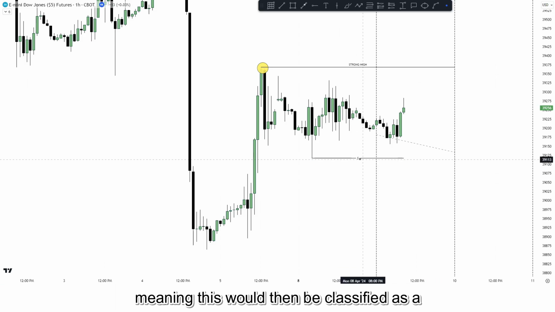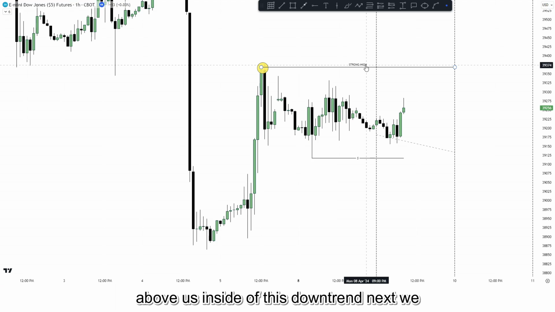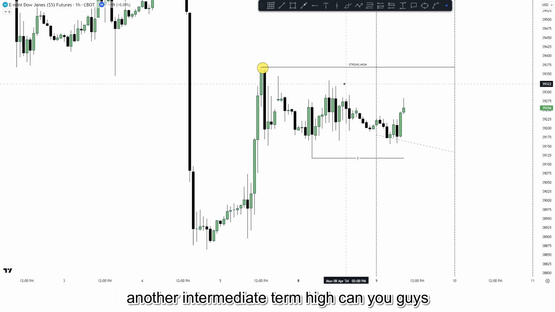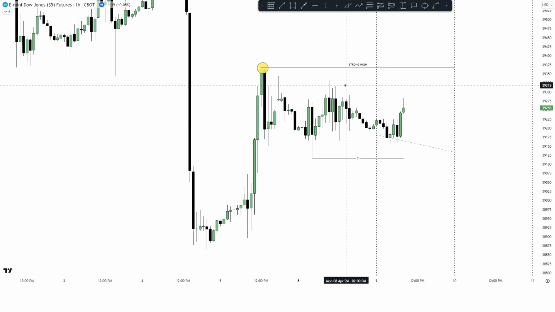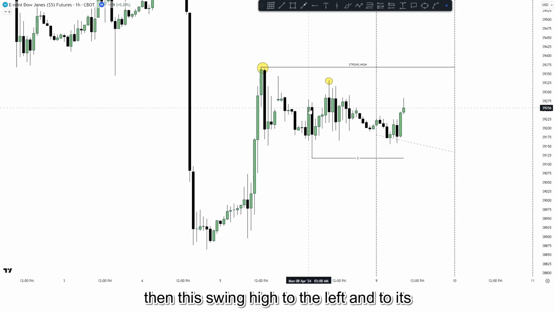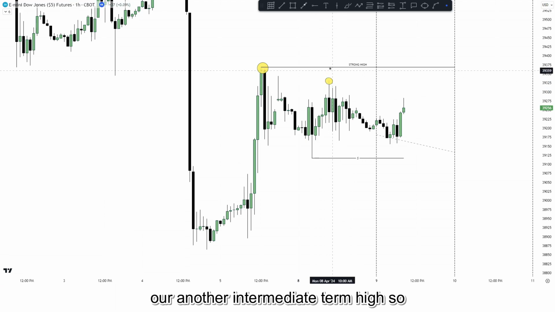Meaning this would then be classified as a weak low because we have strong highs above us inside of this downtrend. Next, we can classify another intermediate term high. Can you guys guess which one it would be? It would be this one, because we have this swing high and then this swing high to the left and to its right. So this would then be classified as another intermediate term high.